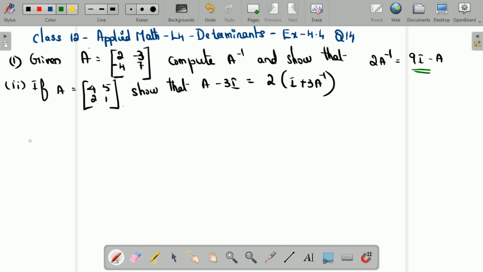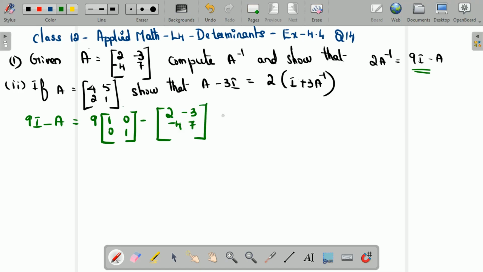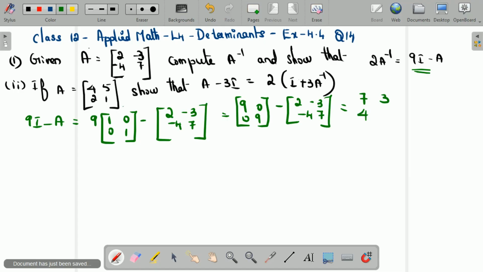So first I'm going to compute the RHS, 9I minus A. So this is 9 into the identity matrix, which is 1, 0, 0, 1, minus A, which is 2, minus 3, minus 4, 7. So this is 9, 0, 0, 9. With this matrix, we are subtracting the matrix 2, minus 3, minus 4, 7. So this is equal to 9 minus 2 is 7, 0 minus of minus 3 is plus 3, 0 minus of minus 4 is plus 4. So 9 minus 7 is 2. So the RHS is a matrix 7, 3, 4, 2.